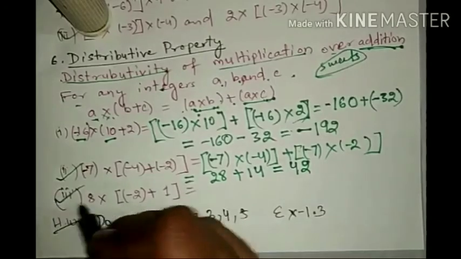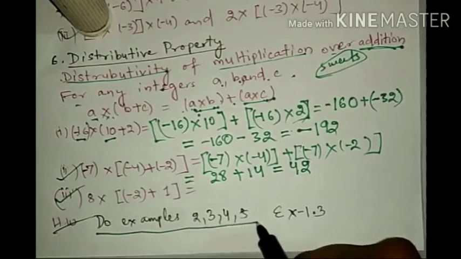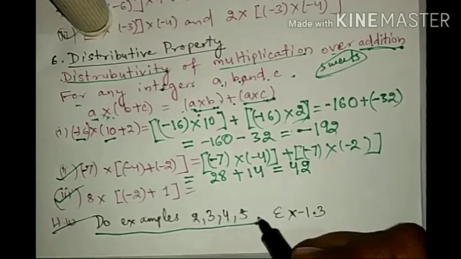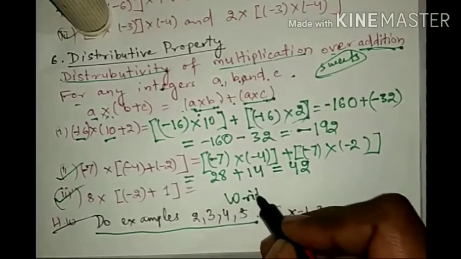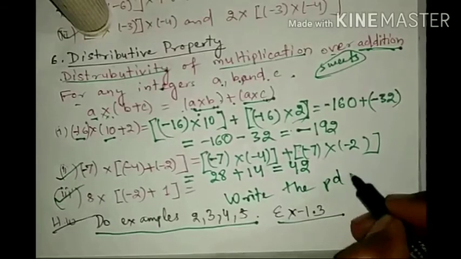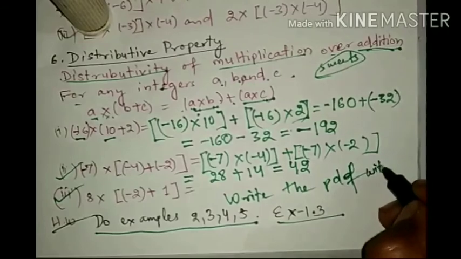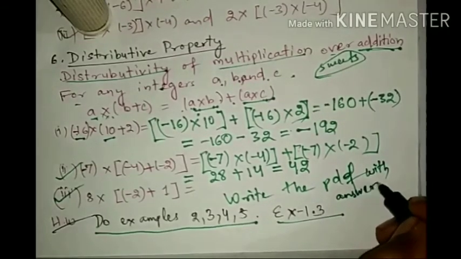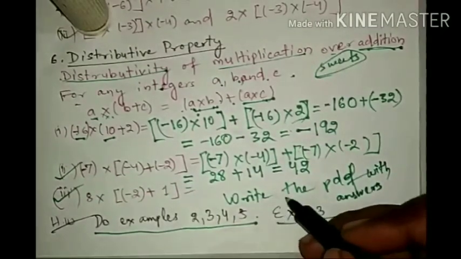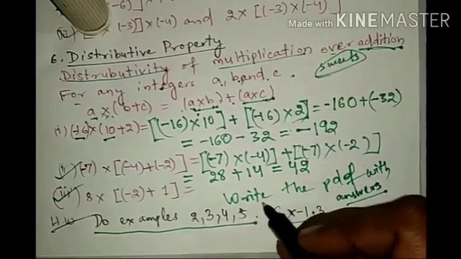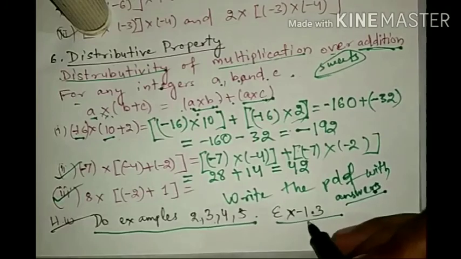Like that you can find it. So your homework is what? You have to do examples 2, 3, 4, 5, exercise 1.3, and also write them in the PDF with answers. Whatever examples I have not done, I have left for you. You have to solve those questions and write the answers. And also you will do examples 2, 3, 4, 5 and exercise 1.3.